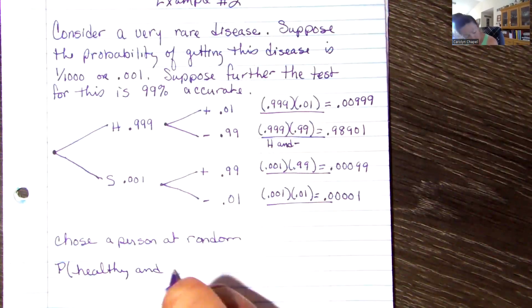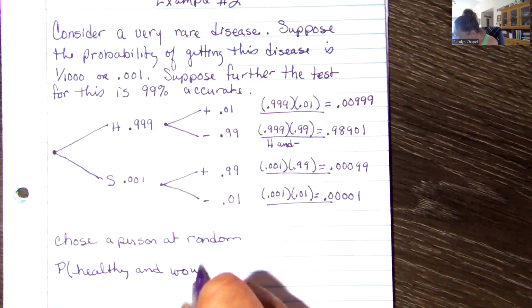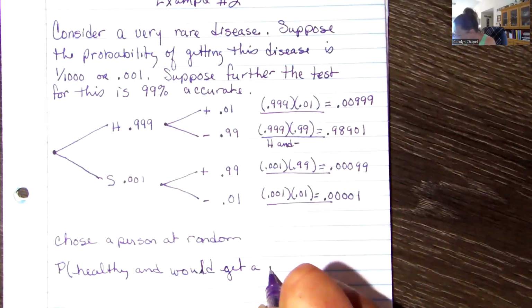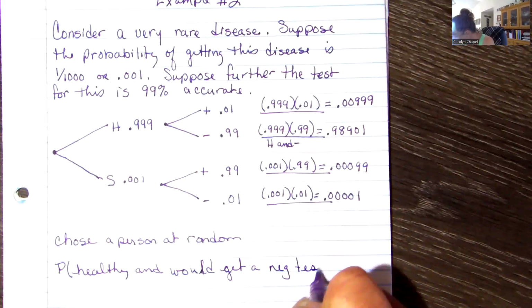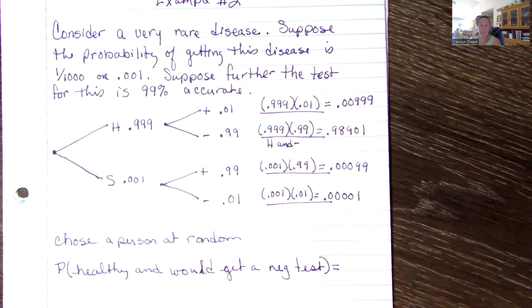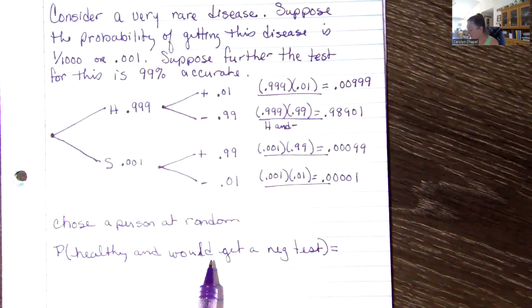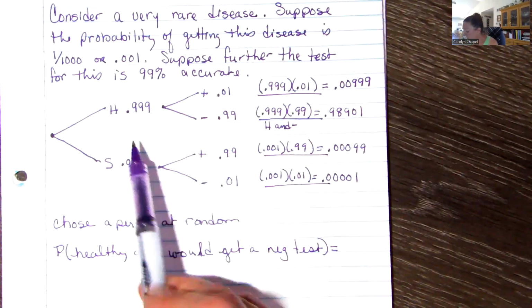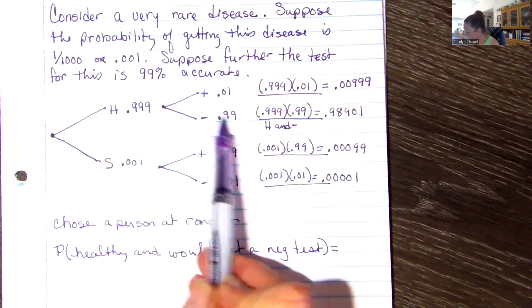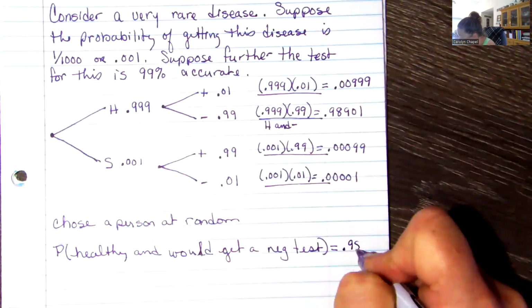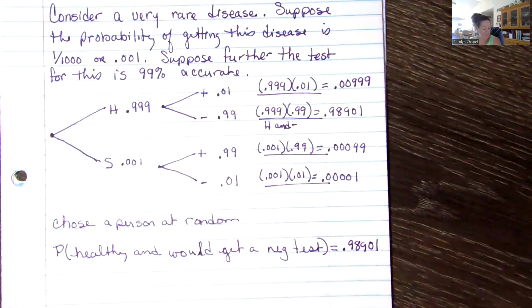and would get a negative test? Okay. So this is my healthy and negative test. That is actually this branch right here. So that would be my 0.98901 that I had calculated before.